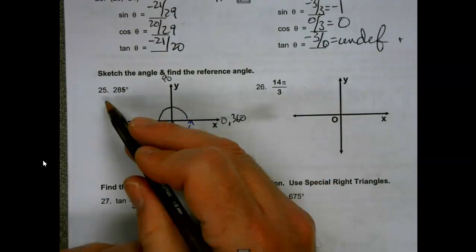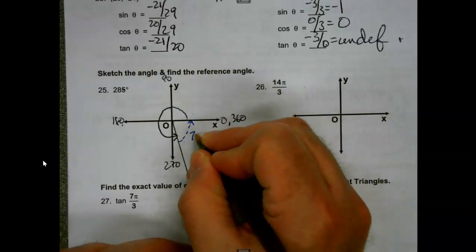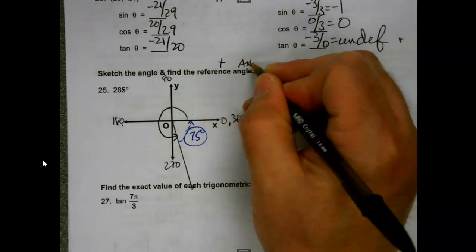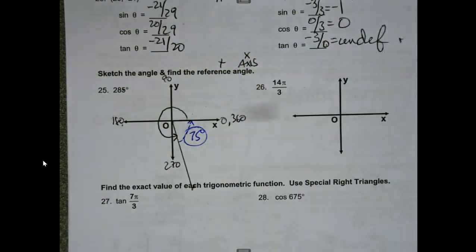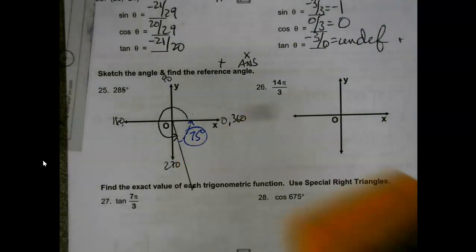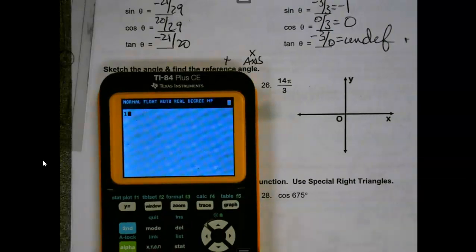360 minus 285 is 75 degrees, and it's always positive. Always back to the x-axis. Okay? Ooh, 14 pi over 3.